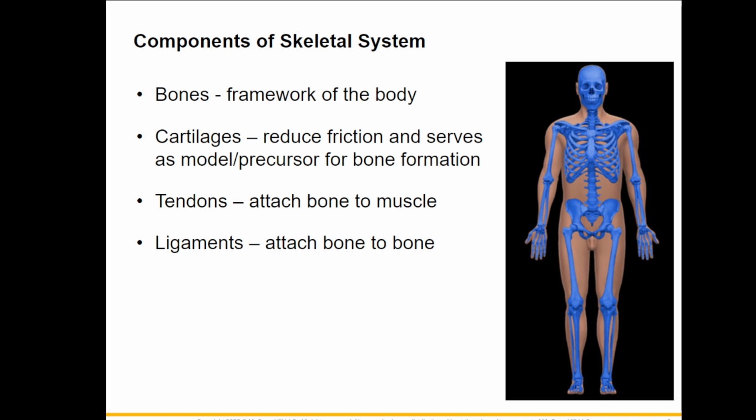Some other components of the skeletal system include the cartilages. So somehow, in the discussion on connective tissue, we talked about cartilages. Well, cartilage is usually found at the end of bones. So usually at the connection of two bones or in the joints, you will see your cartilages. And the role of your cartilage is to reduce the friction and also to serve as a model or a precursor for bone formation. So later on, we will find out that bones are actually formed from cartilage.